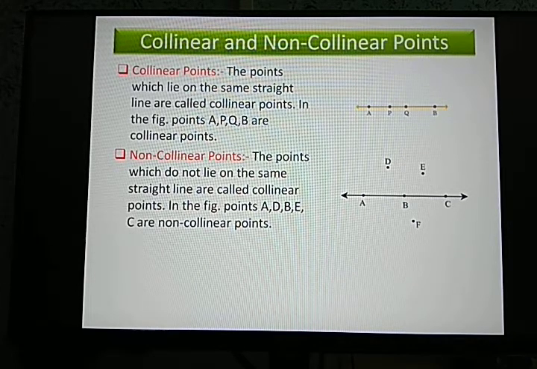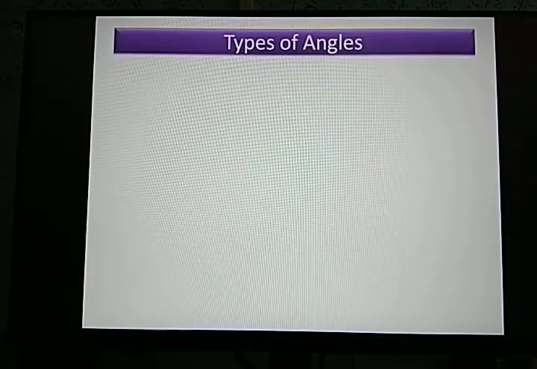So the points A, D, B, E, C and F are non-collinear. But yes, if we consider only 3 points A, B and C, then they are collinear. But if we consider all these points, then they are non-collinear. Clear? Now next is types of angles.